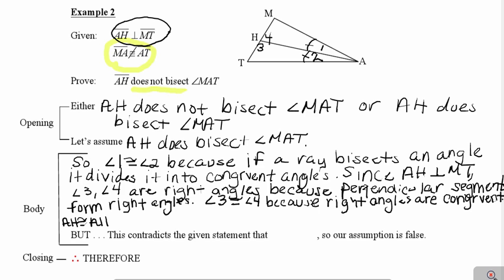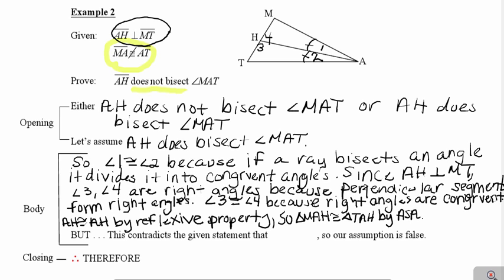AH is congruent to AH by the reflexive property, so then the triangles are congruent by angle side angle. And again, remember, we're trying to reach that contradiction, so now we can say that segment MA is congruent to segment AT by CPCTC. And now that we are at that contradiction, this is where we're going to stop our proof, but this contradicts the given statement that MA is not congruent to AT.